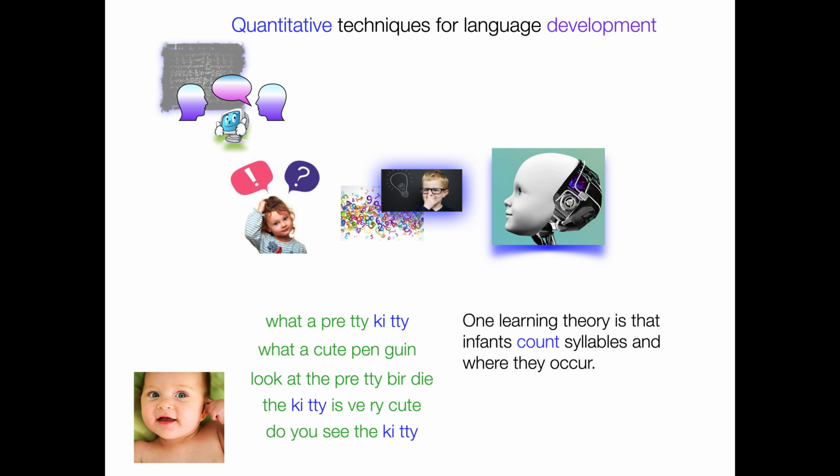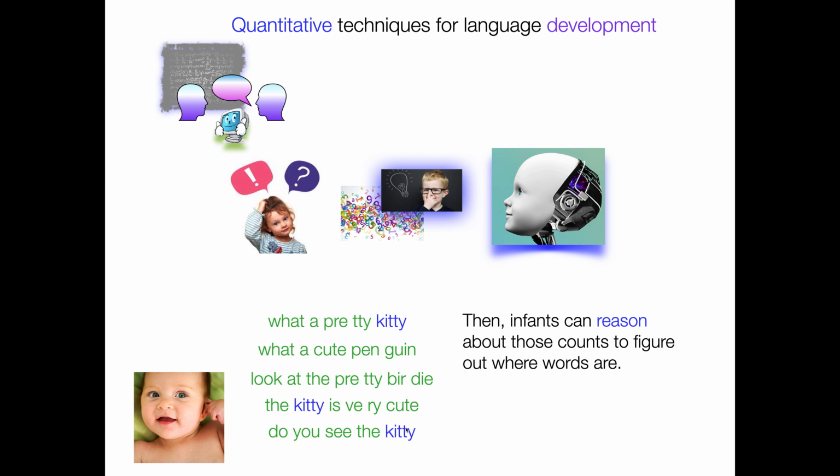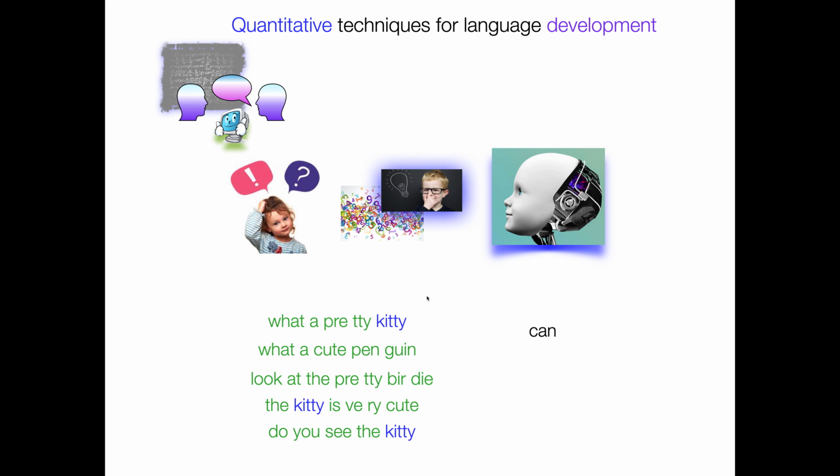So one learning theory is that infants are counting syllables, how often certain syllables occur, and where they occur in the fluent speech stream. So those are what's being counted, and then infants can reason about those counts to figure out where the words are. For example, deciding perhaps that ki and ti belong together, and kitty is a word that you're going to find in your utterances.